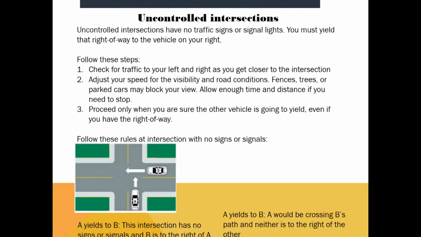So follow these rules at an intersection. Pages 58 and 59 of your guide talk about the general right-of-way rules of which vehicle needs to yield to whom.